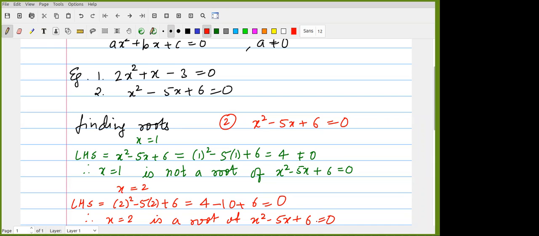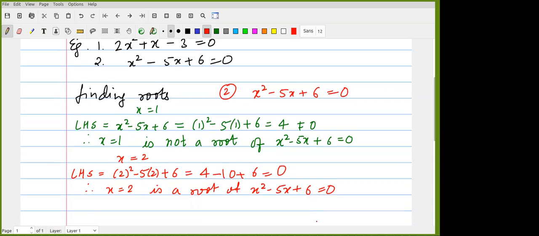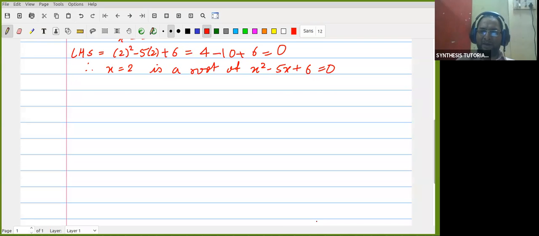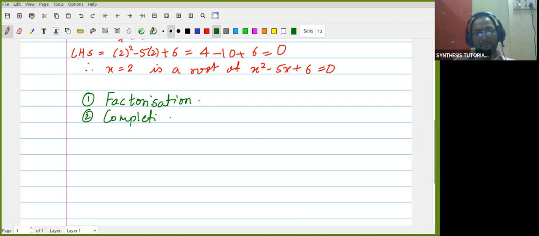Okay, come. So today our target is to do one method of finding roots. In this chapter we'll be learning three methods of finding roots. One is by factorization. The other is by completing the square. And the third one is the formula method, better known as the quadratic formula.